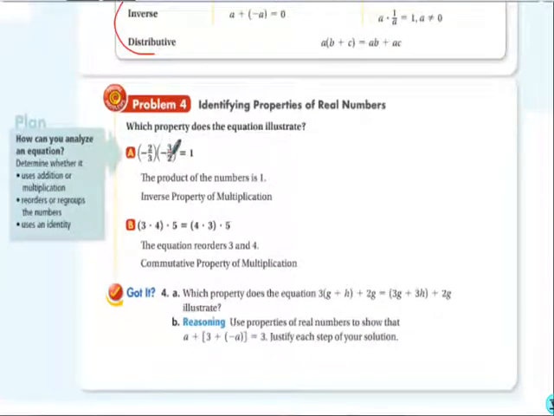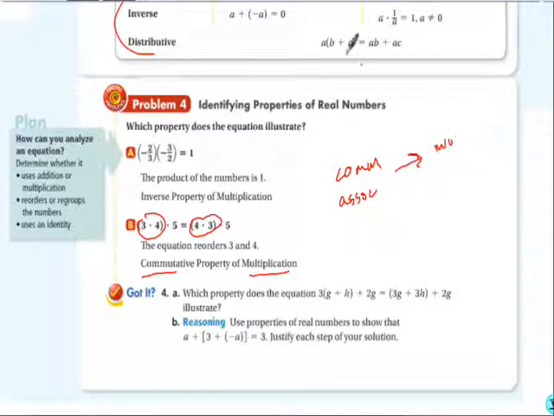So let's see, identifying which property is being illustrated. Well, this is the inverse property of multiplication. The product is 1. Here, we switch the order between 3 times 4 and 4 times 3. When we reorder them, that's the commutative property, and because it's multiplying. Commutative and associative both have multiplication and addition as options, okay?